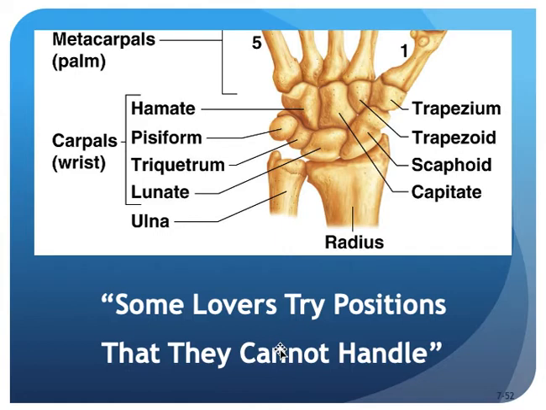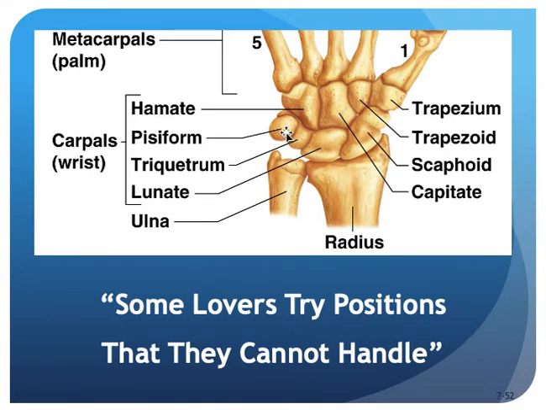This is how we used to remember them in chiropractic school. So you can find a lot of these online. And again, the sillier they are or the goofier they are, the easier they are to remember. So we used to say, some lovers try positions that they cannot handle. The first letter of each word gives you the first letter of each of these bones.